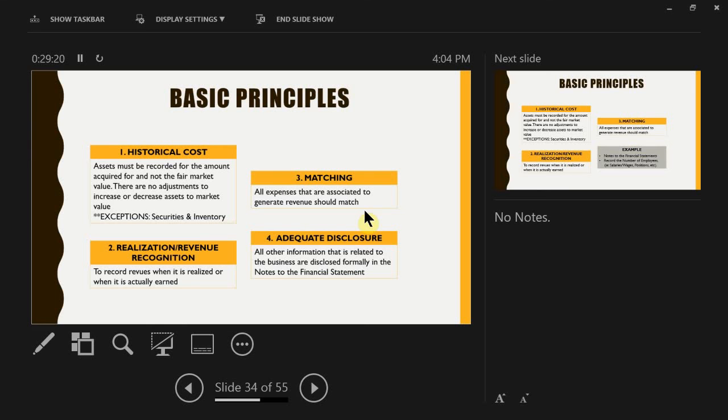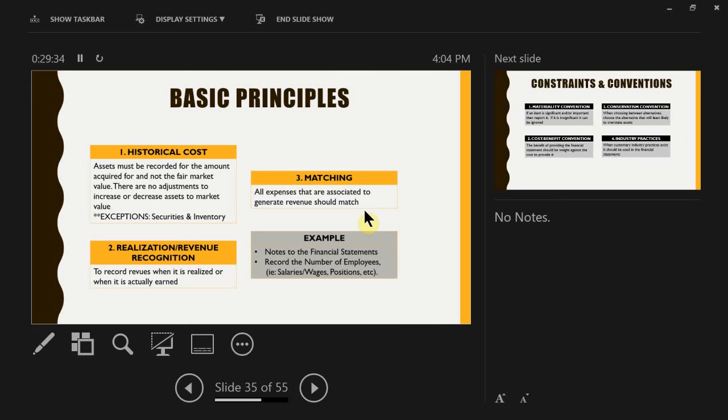Okay? Last but not least, we're going to talk about adequate disclosure. Adequate disclosure, once again, is basically a place for you to disclose pertinent information for any transaction, right? So for example, we talked about the monetary measurement. I have X amount of employees. So the place that we're going to reveal this information is what's called the notes to the financial statements. So this is where I can record the number of employees that I actually have, right?